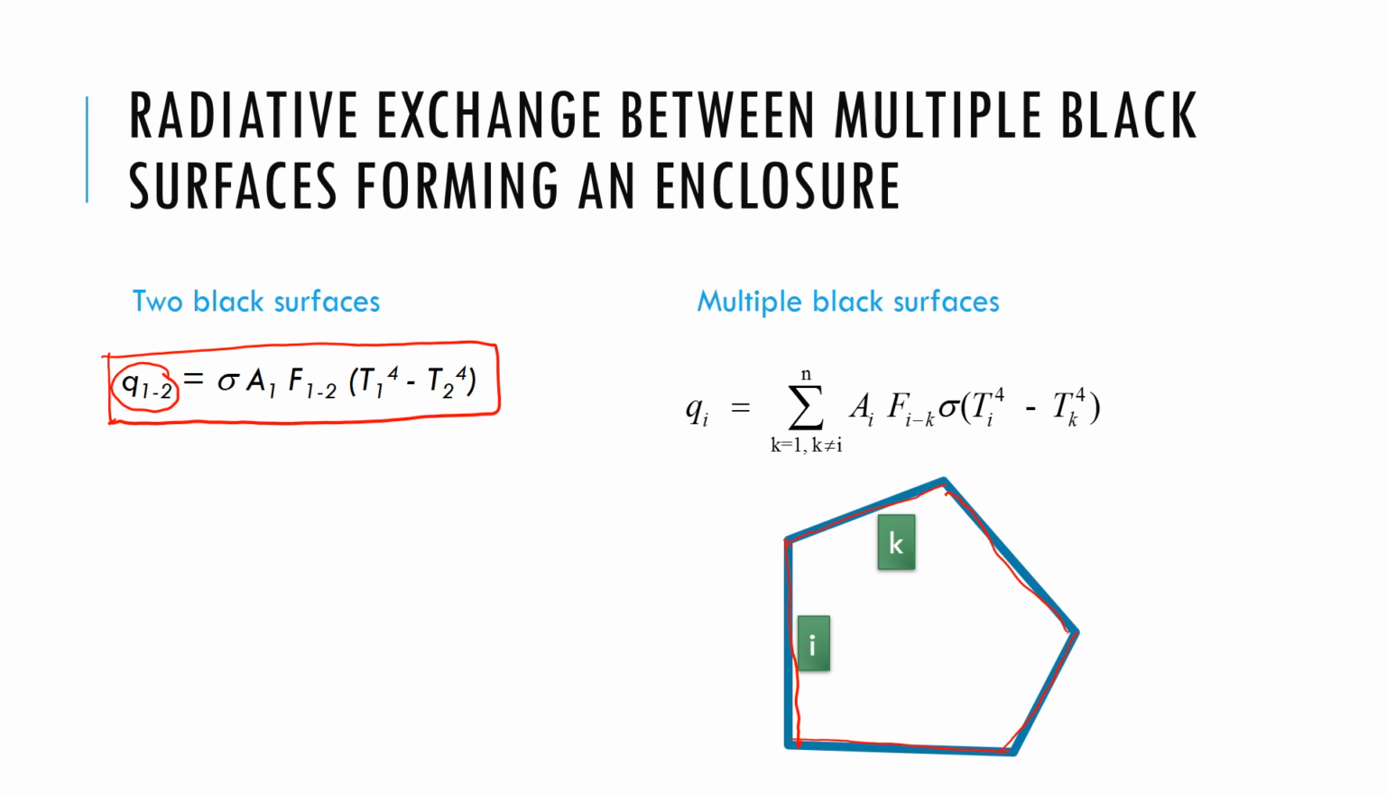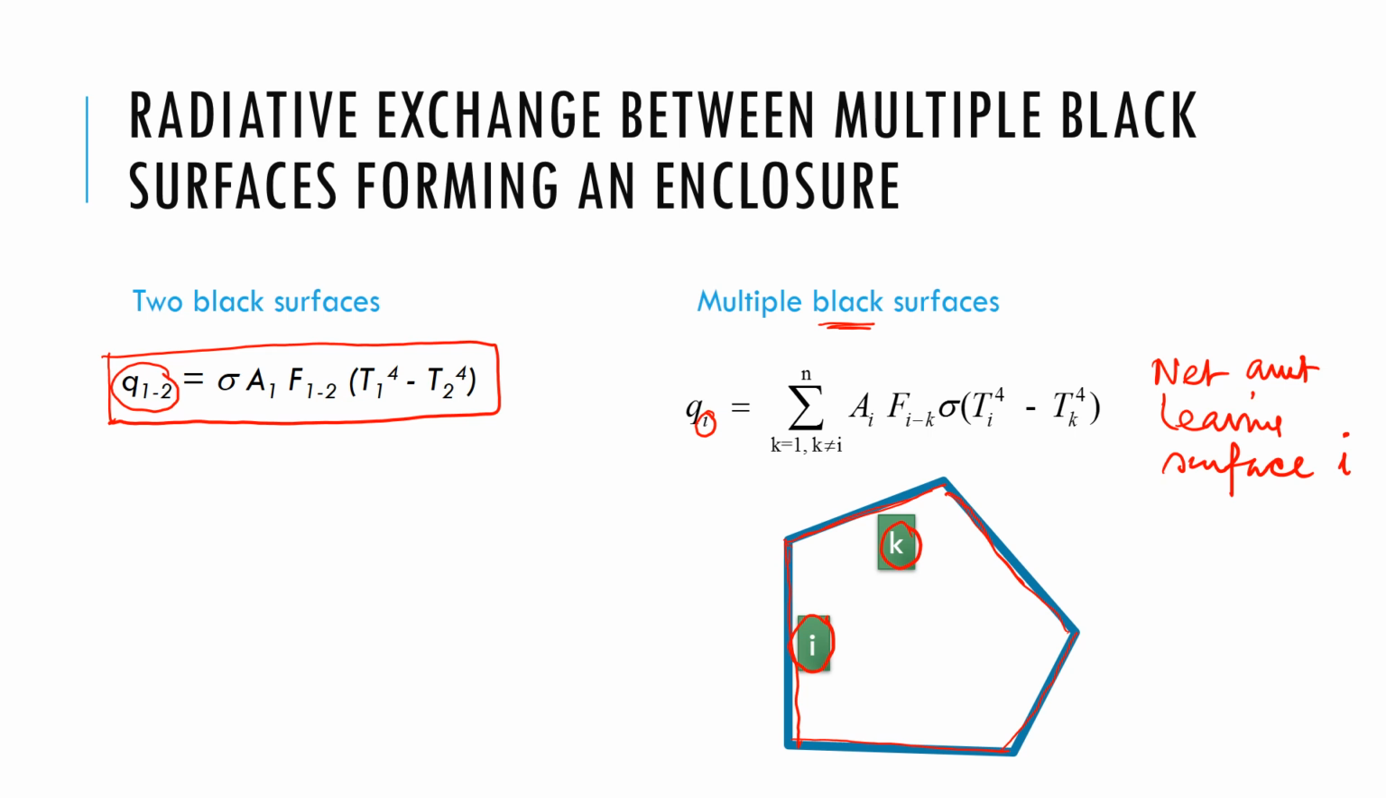In case of multiple surfaces that are all black, we basically reuse this equation between pairs of surfaces. So the net heat exchange from surface i, Qi, the net amount leaving surface i, what would it be? Let's take the first two, i and k.